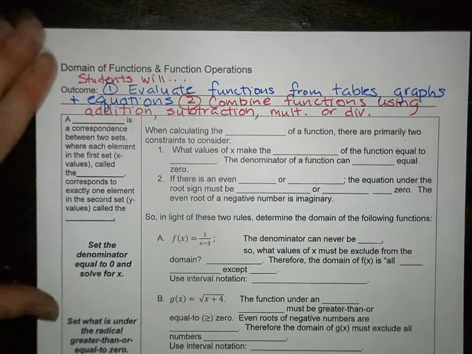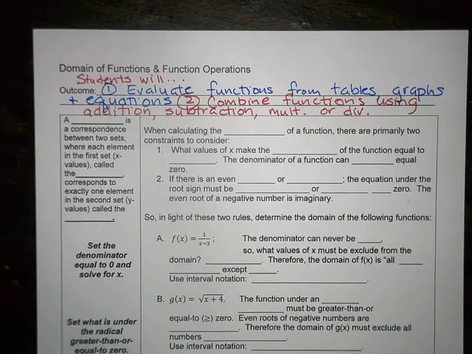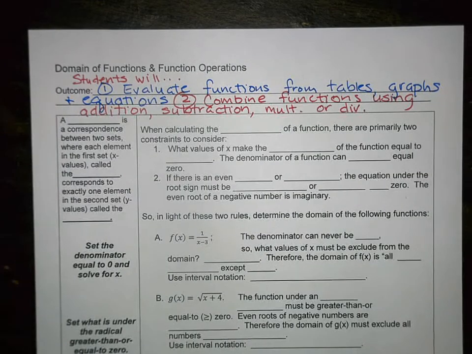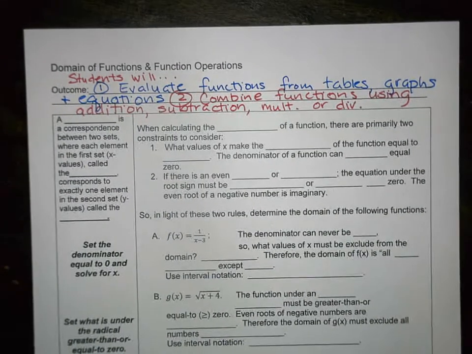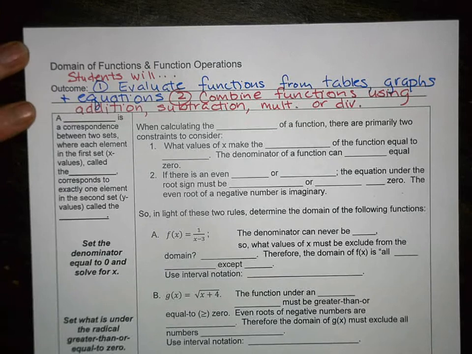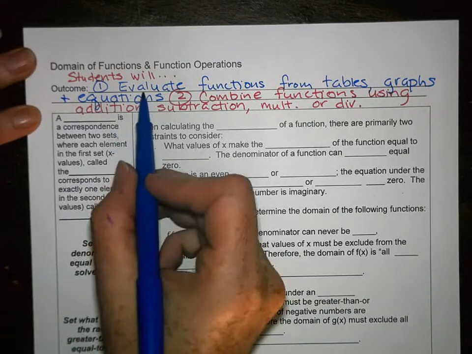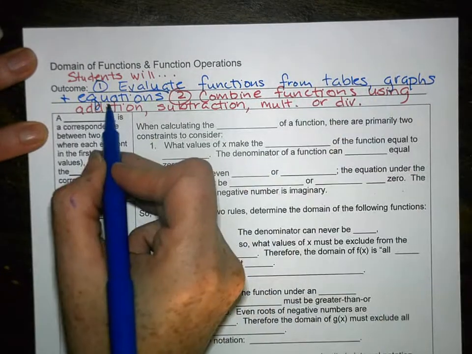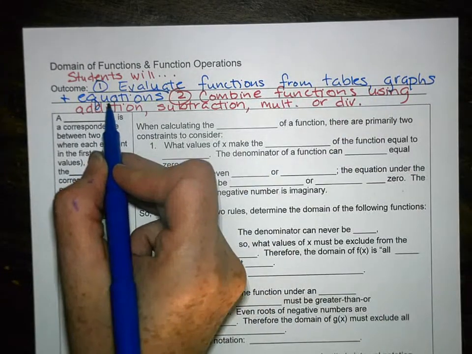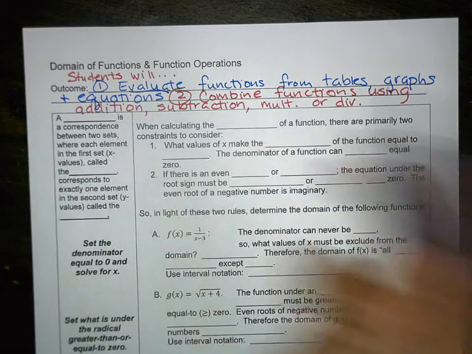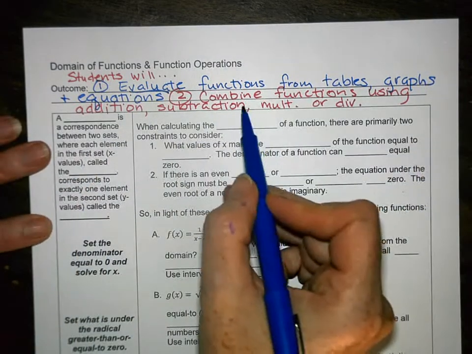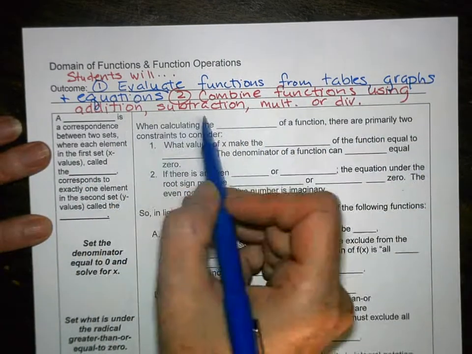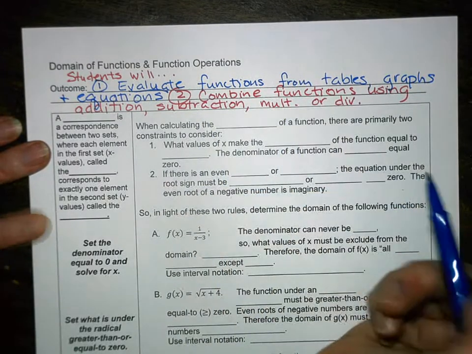Okay, so for homework today, you are taking notes on the first day of functions, our second unit on functions. We've done matrices, now we're moving to functions. So, here we go. You have two objectives today. We're going to evaluate functions from tables, graphs, and equations. What is y when x is 1, 2, 3, or 4? The second thing we're going to do is combine functions using addition, subtraction, multiplication, or division.